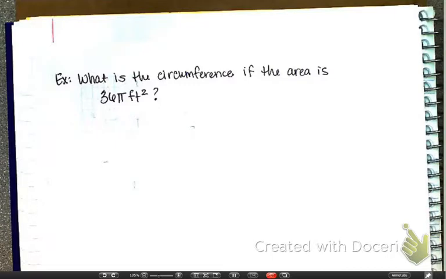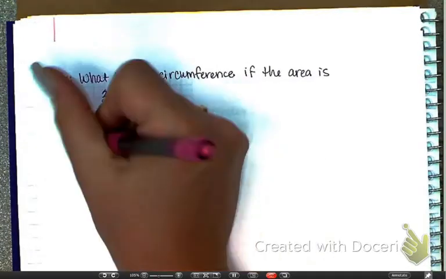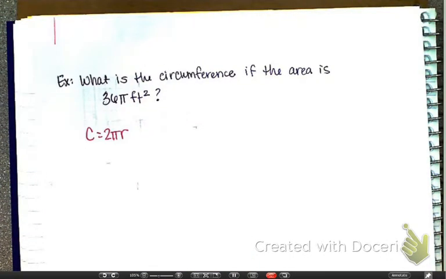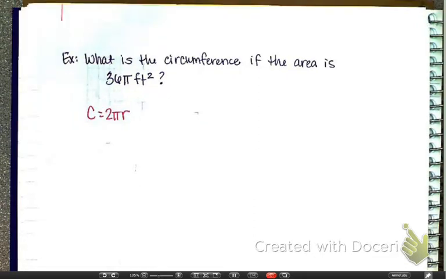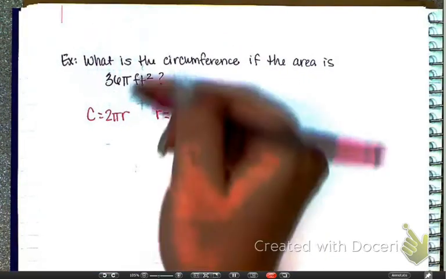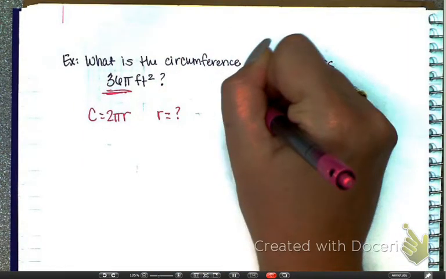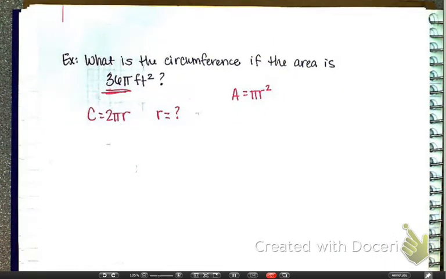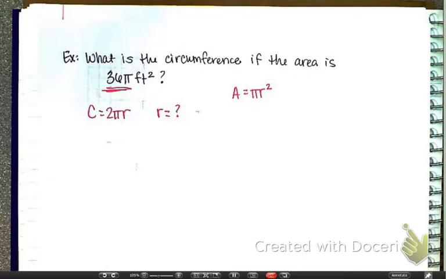Step 1. What are we looking for? Circumference. So I need to know what 2 pi r is, right? That's what I'm looking for. In order to find the circumference, what piece of information do I have to have? What do I have to plug in? The radius. Do I know the radius? No. What do I know? I know the area is 36 pi. So where should I plug in 36 pi to help me find the radius?